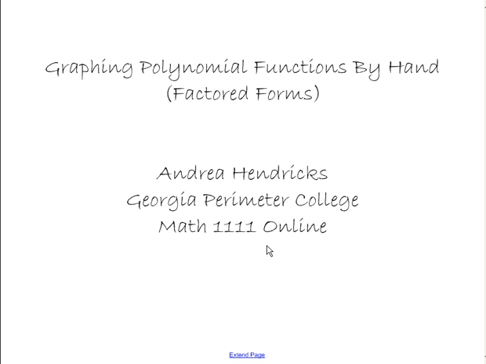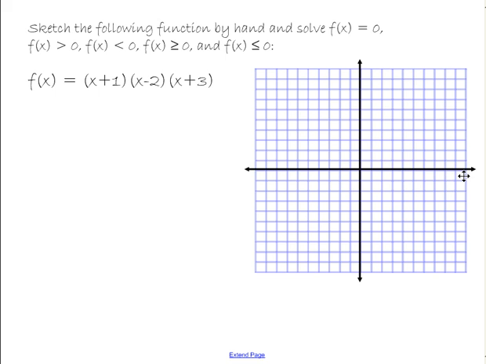I want to talk to you about how you can graph polynomial functions by hand. Specifically, we will look at some factored forms and try to solve equations and inequalities from the graph that we obtain. So let's look at how to sketch the graph of this function f of x is equal to x plus 1 times x minus 2 times x plus 3 by hand, and then we're going to solve where f of x is equal to 0, f of x is greater than 0, less than 0, greater than or equal to 0, and less than or equal to 0. These things we've done before looking at the graph, so that should be nothing new to you.